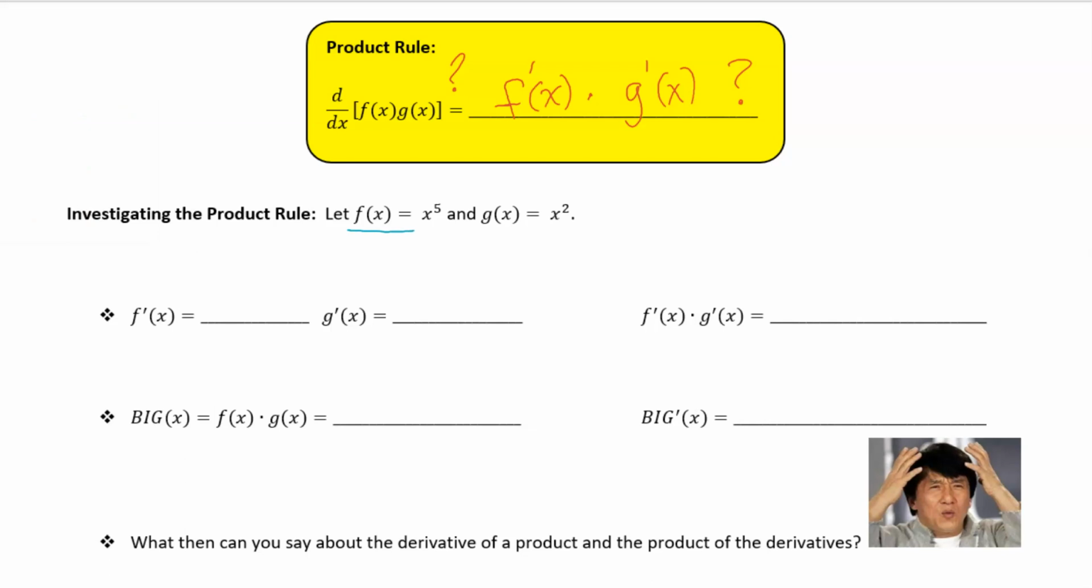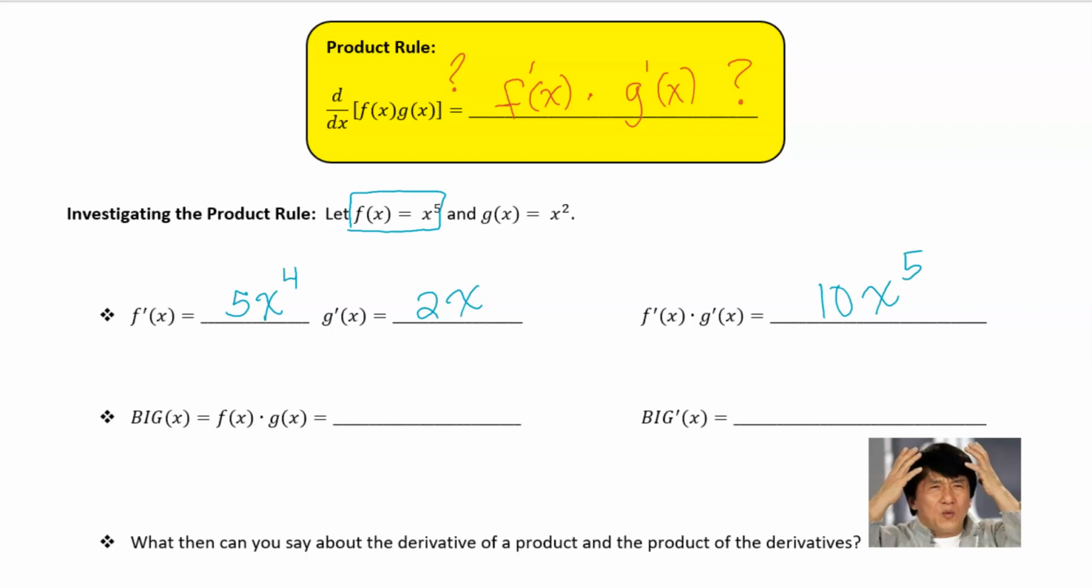Suppose you have f of x equal to x to the fifth. Then the derivative is 5x to the fourth. And g of x is x squared, so the derivative of g is 2x. Now, if you take the two derivatives and multiply them together, you will get 10x to the fifth.